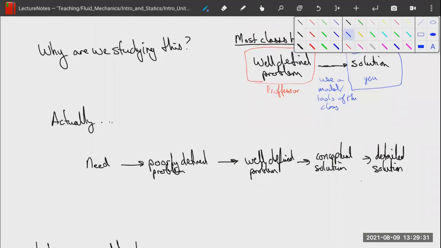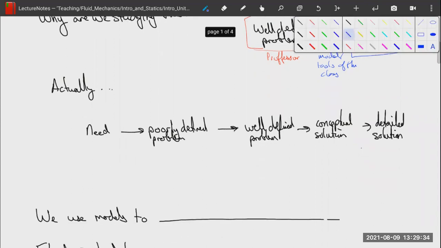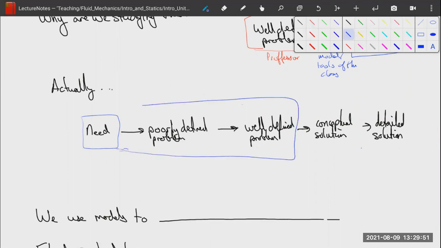So there is no such thing as a well-defined problem. You start with a need, and sometimes that's what you're supposed to determine, right? You're supposed to determine the need. And that leads to a poorly defined problem, right? And sometimes your job description, and I know people who do this for a living, is to take a poorly defined problem and turn it into a well-defined problem.